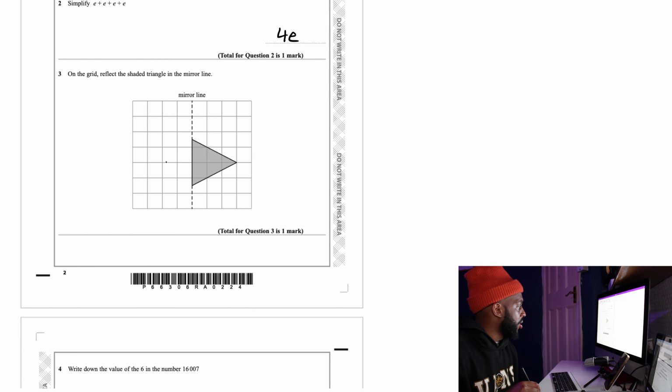Reflection. So this point is on the line, and so is this one, so they're going to stay as they are. This point, however, you can see that's 3 units to the right, so we're going to reflect that 3 units to the left and move that point over here, and we're just going to connect these like so.